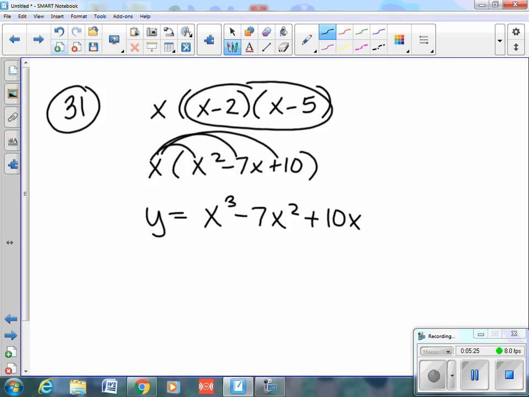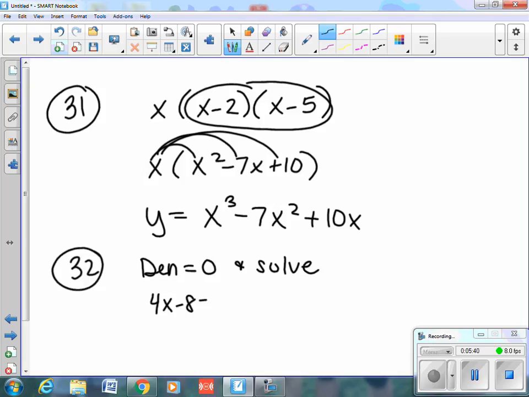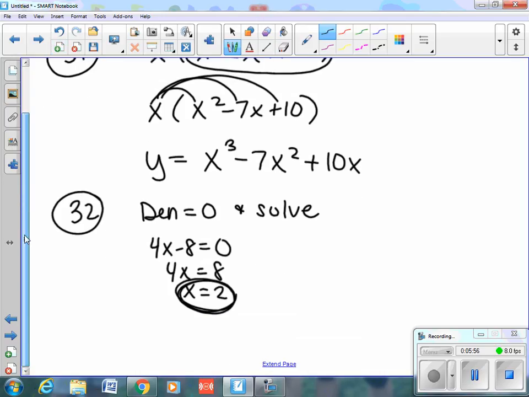Final answer. 32. How do you find the vertical asymptote? You set the denominator equal to 0 and solve. So if they ask you to find the vertical asymptote, you set the 4x minus 8 equal to 0. You add 8. X equals 2. Don't forget the x part. It's part of your problem. Leave it as x equals 2. Again, how do you find the vertical asymptote? You set the denominator equal to 0 and solve for x.